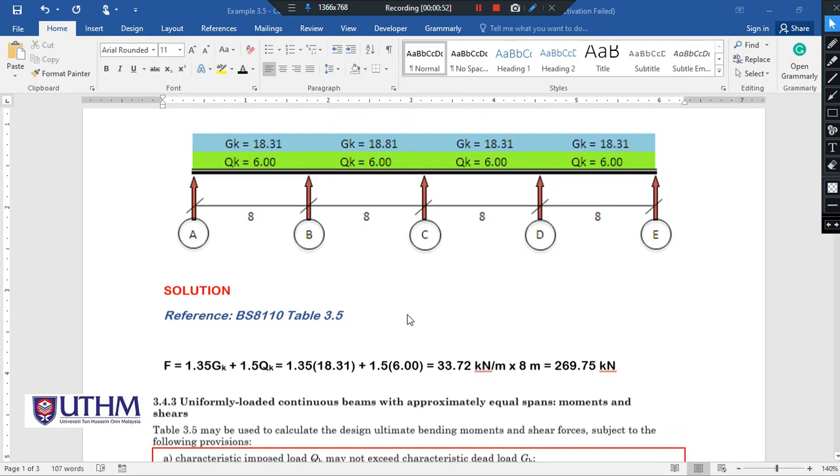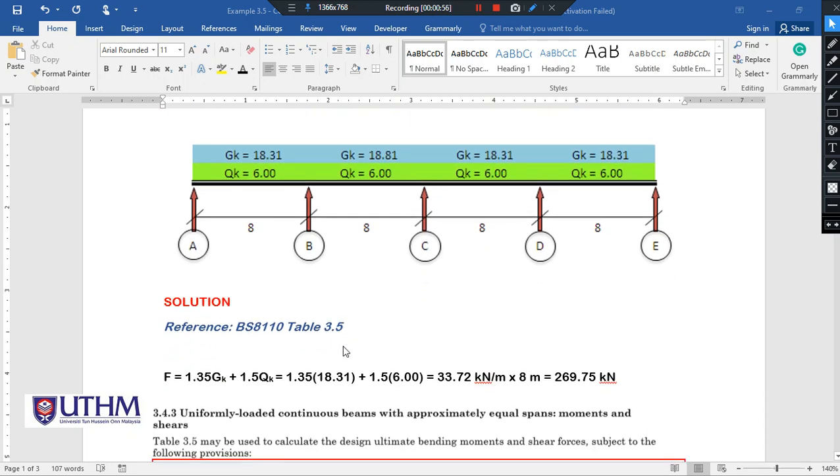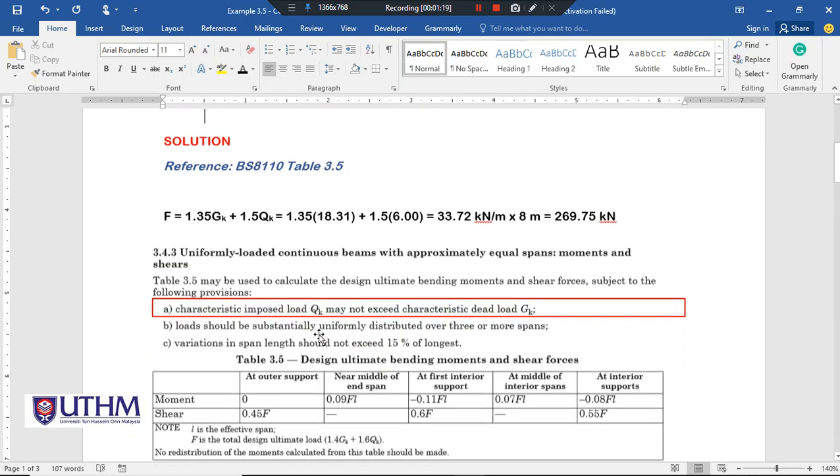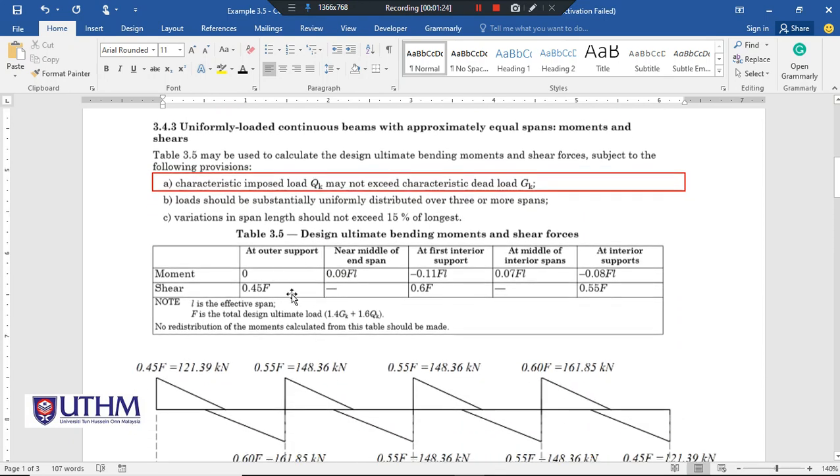We will solve these questions using table 3.5 from British Standard 8110 Part 1, Clause 3.4.3. And this table gives moment and shear forces in continuous beam with uniform loading. Before we proceed further to the equation, first I would like to show you this table.